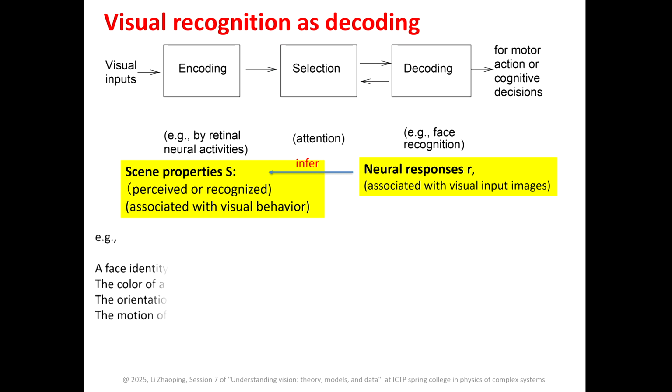The properties S may be a face identity, the color of a surface, the orientation or the motion direction of an object, etc. Due to attentional selection, not every property of the visual scene is decoded. For example, you may recognize the foreground object, but not the background objects. You may recognize a face identity, but not the facial emotion. Or you may recognize the motion of a tiger, but not which specific tiger it is.